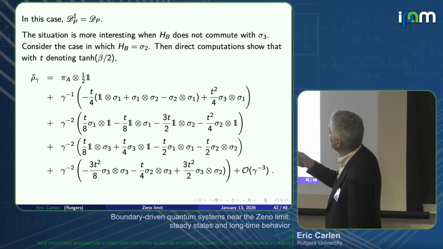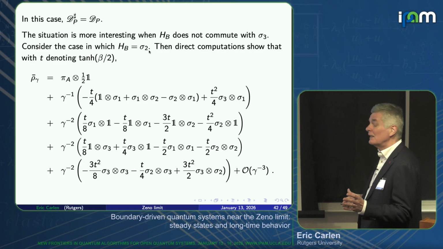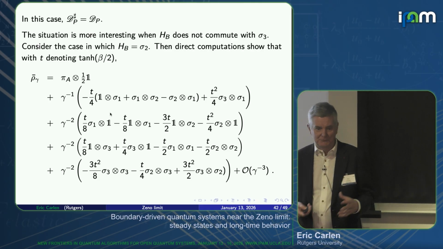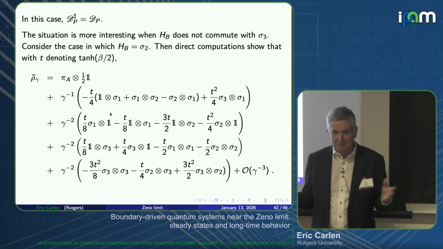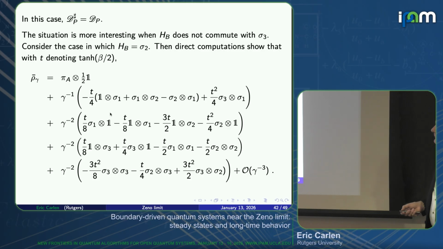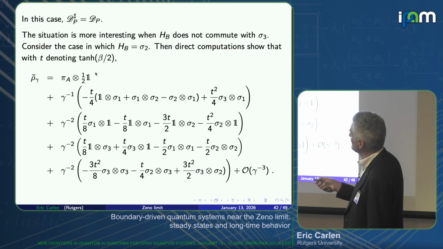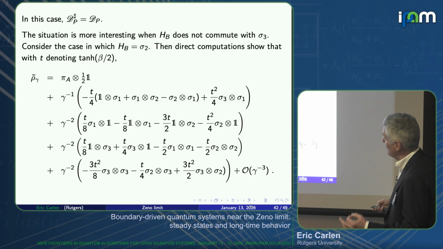Let's consider the case in which HB is equal to sigma 2. Okay? Now the steady state for the full system is no longer the tensor product of pi a times pi a, and you can compute what it is because we've got a 2-qubit system. So you put it into your, I use Maple, you use whatever you want, and you can just compute everything in sight. And so here is the rho gamma. The leading term is this, as you would expect. Here's the gamma inverse stuff, and here's gamma to the minus 2, et cetera. So this is just direct computation for the full model.